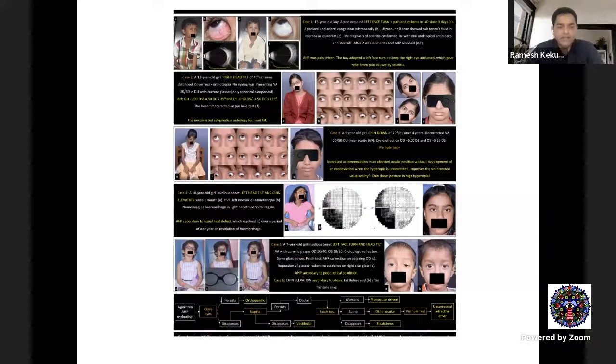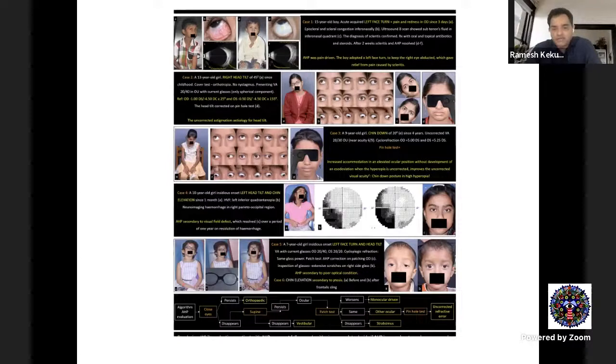One of my fellows, Ajinkya, prepared this algorithm for abnormal head posture. The first case there is because of scleritis. When they have scleritis, they can have pain. Because of that, they may not move. And the second case was because of oblique astigmatism. With the pinhole, you can see that it has improved.